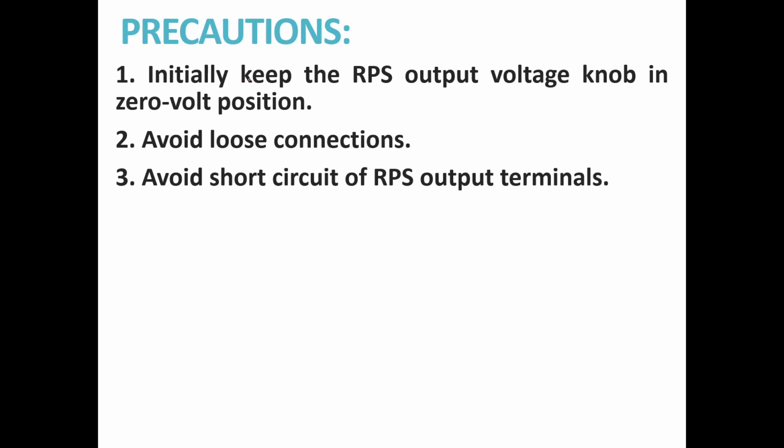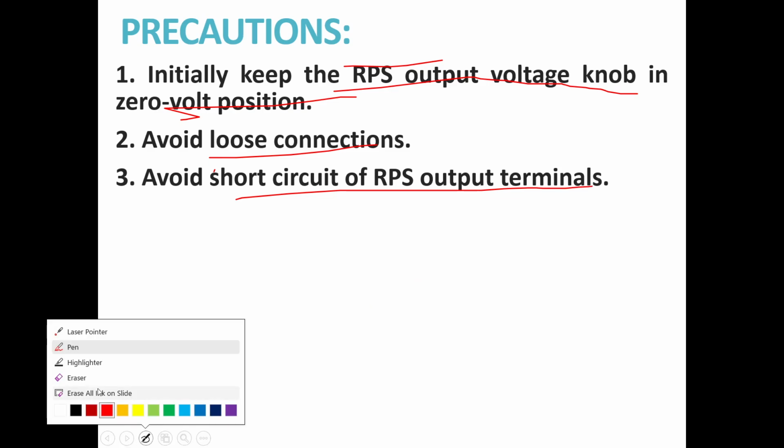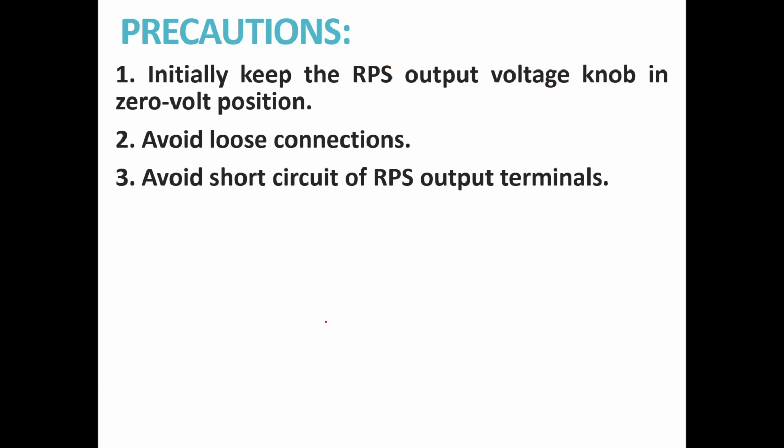After that, precautions. Initially keep the RPS output voltage knob in 0 volt position. Avoid loose connections and avoid short circuit of RPS output terminals. So these are all the precautions that we have to follow while doing the experiment. You can pause the video and note down the precautions.